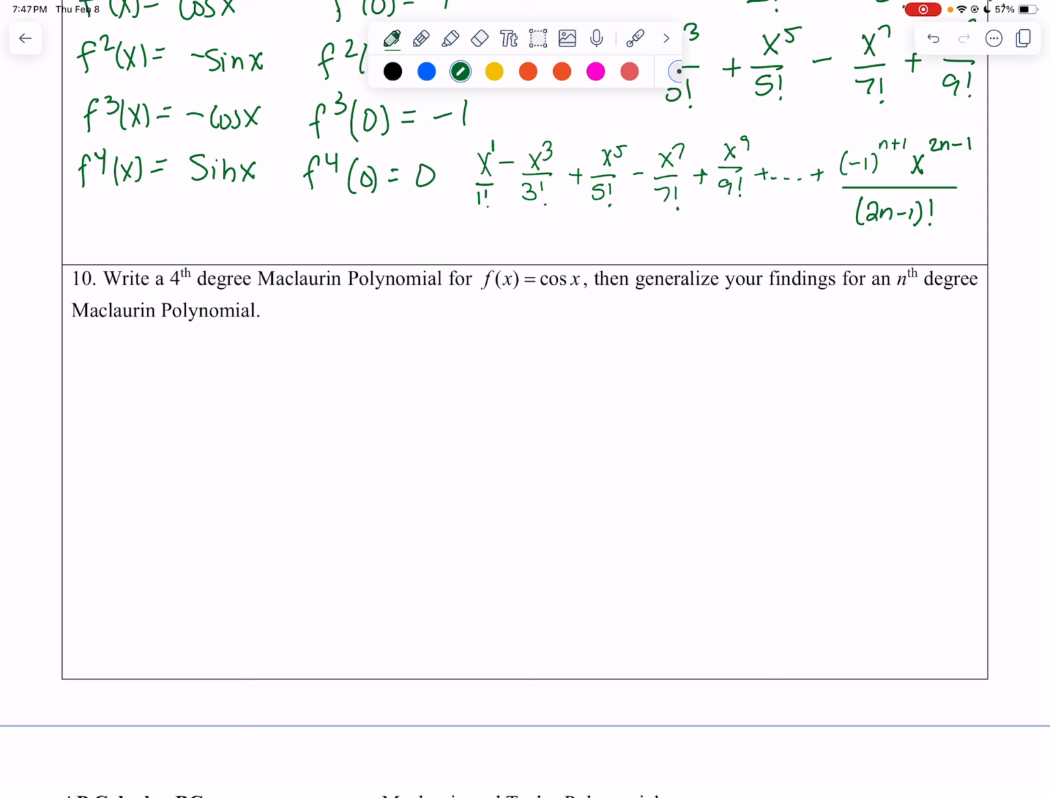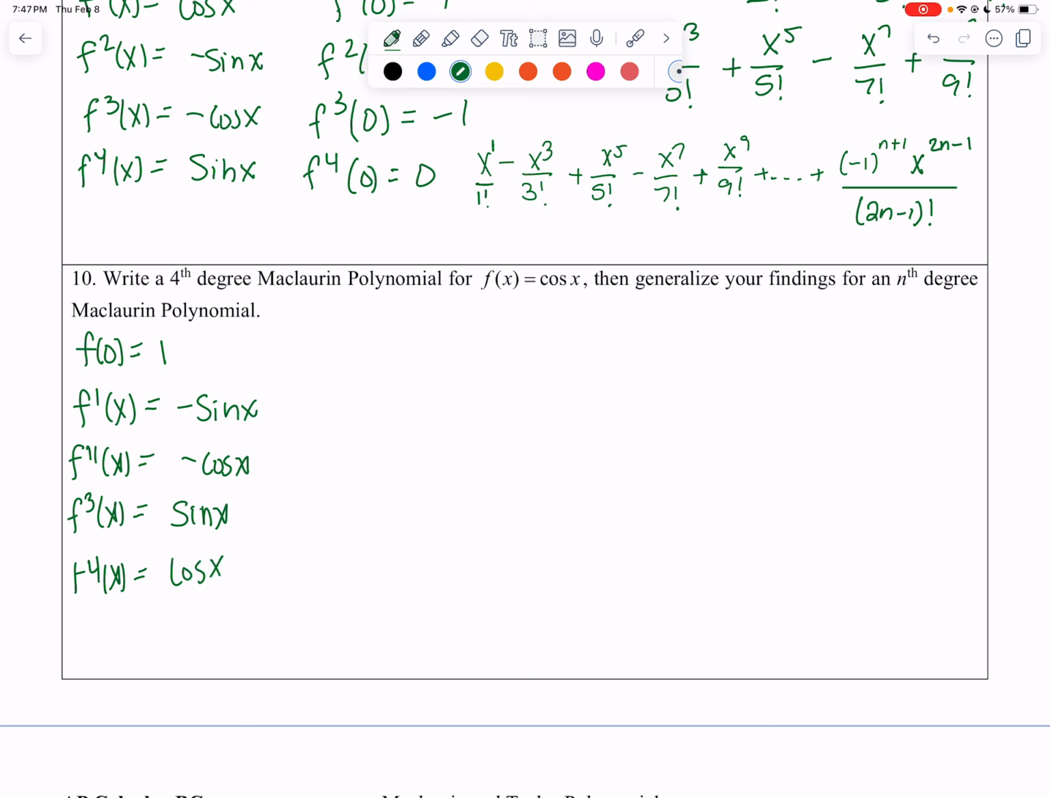All right, so we want to find a fourth degree Maclaurin polynomial for cosine. Same thing. With cosine, we are starting high, so I'm actually going to start at 1. My first derivative is going to be negative sine. My second derivative is going to be negative cosine. My third derivative is going to be sine. My fourth derivative is going to be cosine, and then, of course, I'm going to start repeating myself.